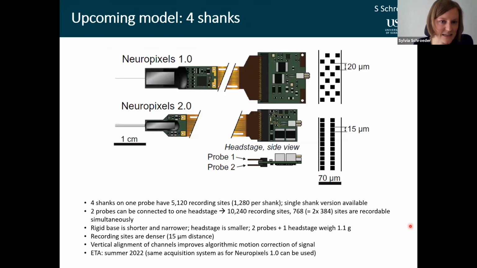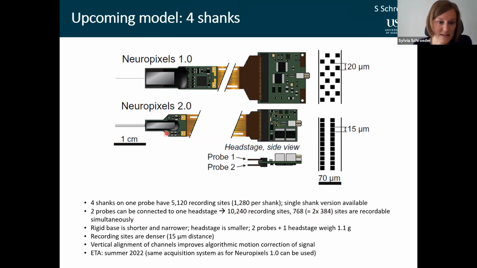And just my last slide is on upcoming models. So this is a model with 4 shanks. It's called Neuropixels 2.0. So the new features are, this has 4 shanks with a lot more recording sites. So 5,120, more than 1,000 per shank. You can also get a single shank version, but probably the 4 shank version might be more interesting. You can connect 2 probes very closely together on the same head stage as shown here. So you have more than 10,000 recording sites, and you can record simultaneously from 2 times 384 sites at the same time.